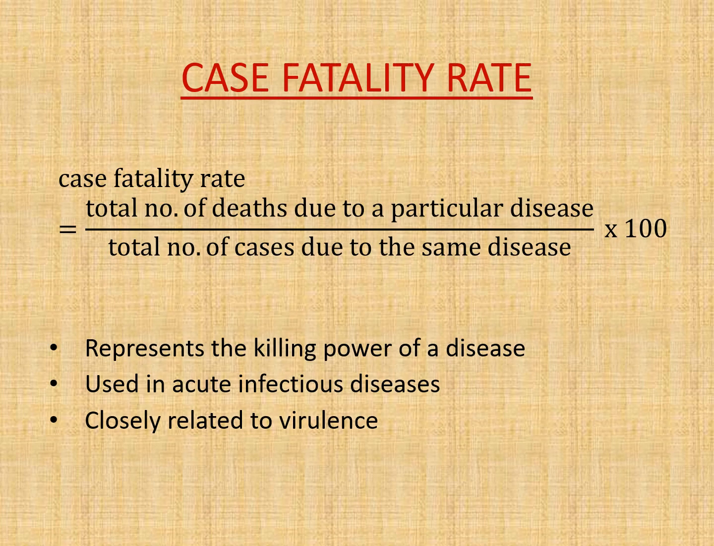Next type of mortality indicator is case fatality rate. So what does case fatality rate mean? It is a ratio of total number of deaths due to a particular disease divided by total number of cases due to the same disease, multiplied by 100. It gives you the killing power of a disease, and mostly it is used in acute infectious diseases like food poisoning, cholera, measles, etc. The case fatality rate is closely related to virulence.